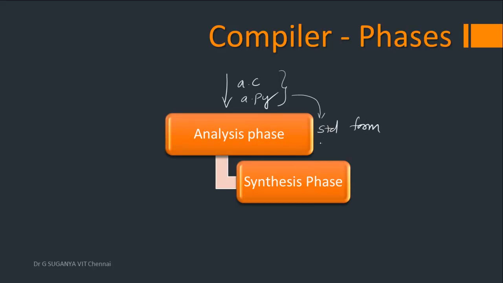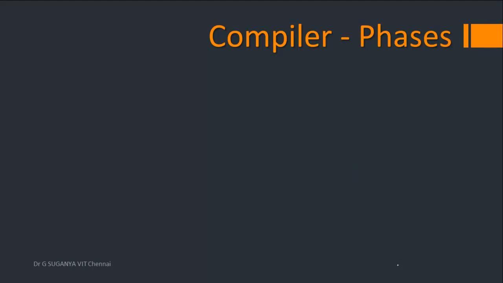This standard form is then fed onto the second phase. We call it the synthesis phase, where optimizations and generation are applied to give the required output. Actually, we need machine level language in zeros and ones, but for convenience of understanding, we write in assembly level language, which is in the form of mnemonics. Let's move on to understand the content of each and every phase.